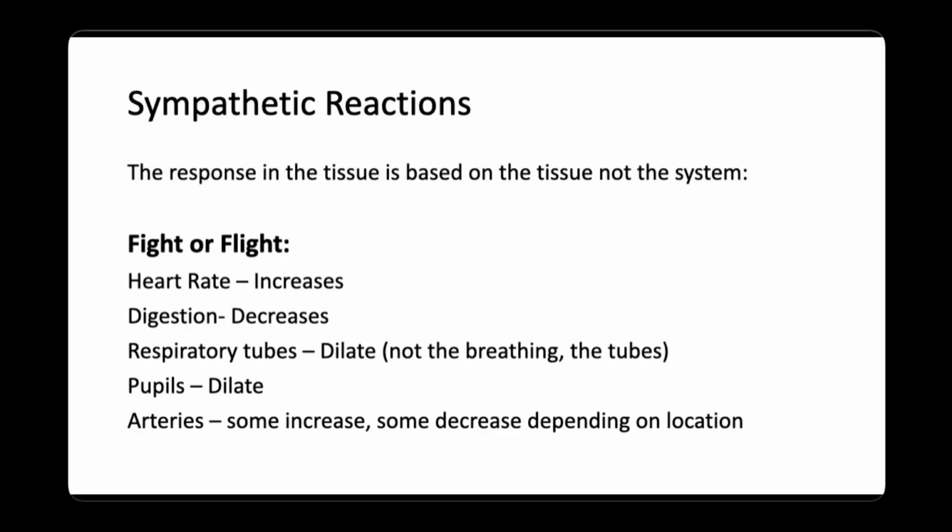Pupils dilate, bringing in more light, better vision. And your arteries, some constrict, some dilate, depending on the tissue. Blood gets rerouted to muscles and essential organs.